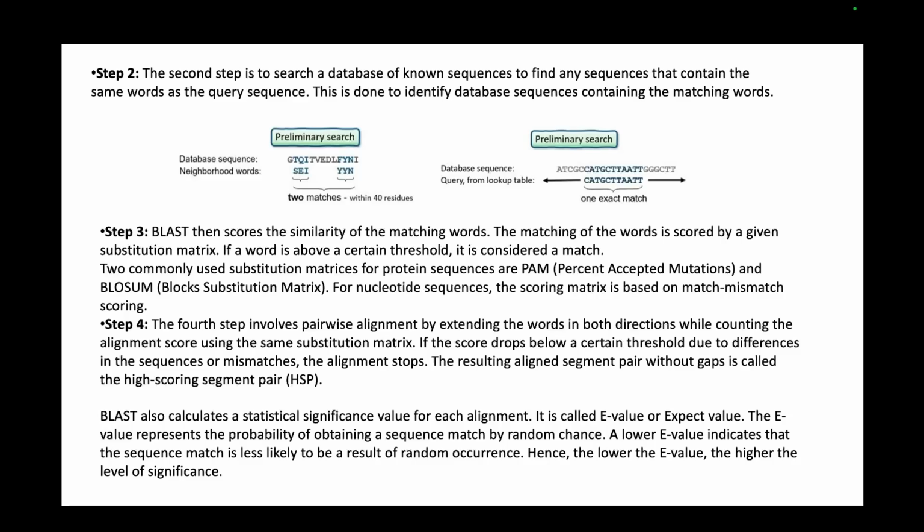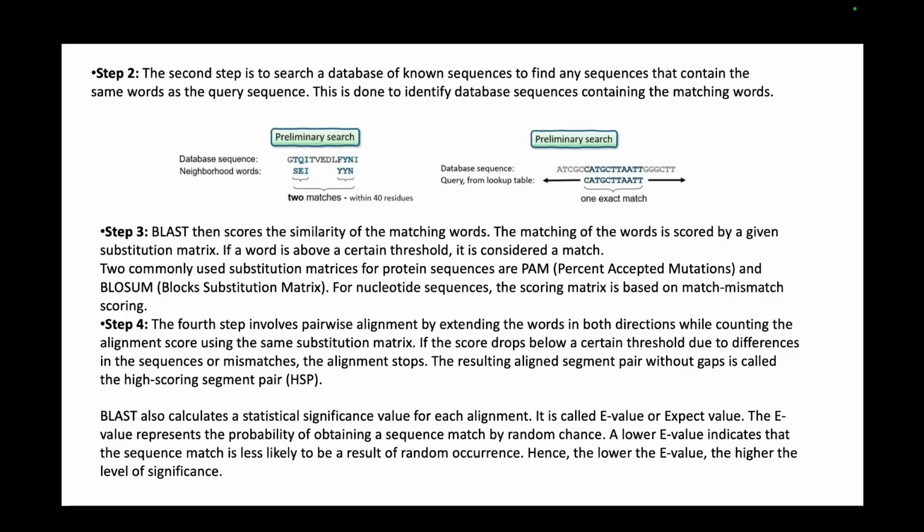And if the score drops below a certain threshold after extending, it will assume that that is a wrong alignment, that is not a good alignment, so it will not take that. But the one that is the most optimal one, it will take, and if the resulting aligned segment is without gaps, it is called a high scoring segment pair, or an HSP.